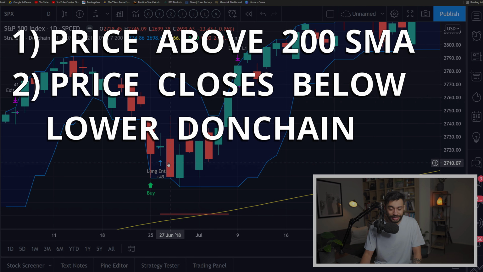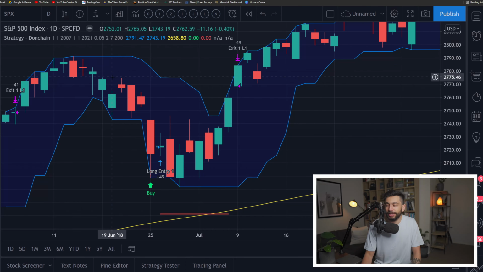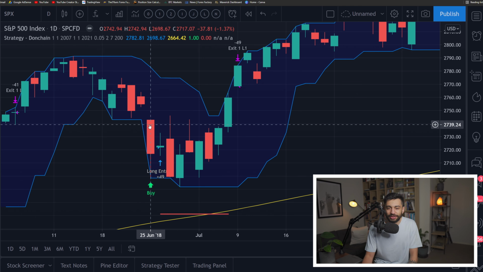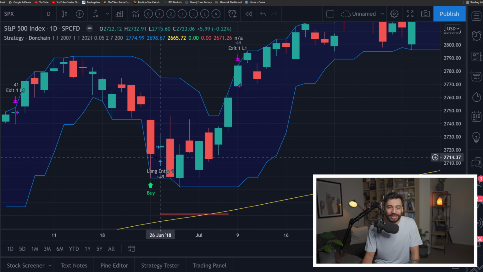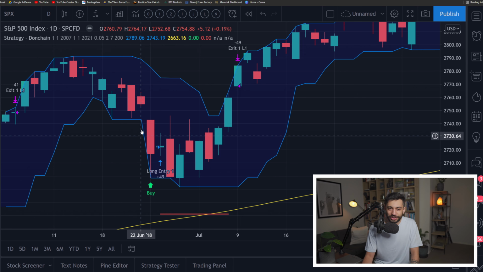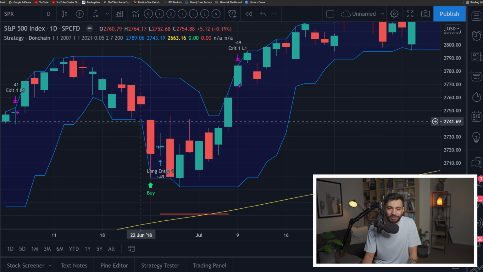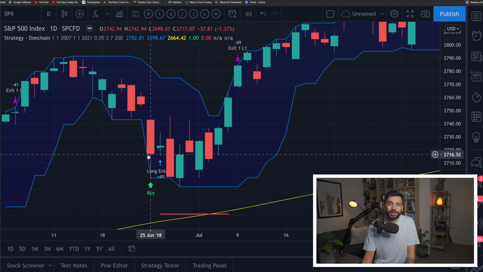The second criteria is we need to get a close below the previous Donchian channel. So we can see that here that the Donchian channel previously was this line here, and we can see that price on the next candle has opened. It actually gapped down, and then it did confirm a close, which is lower than the previous Donchian channel value, which was this. So because there was a close below the previous Donchian channel, this is where we would go long.